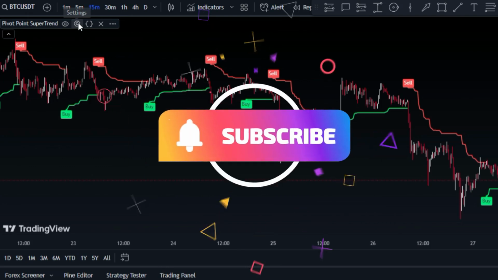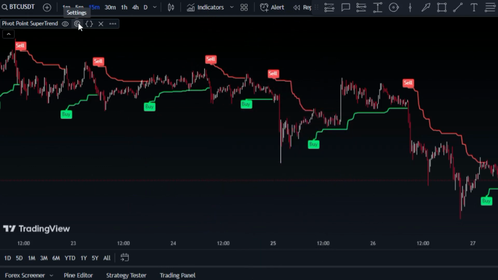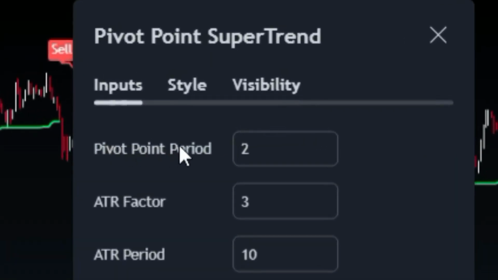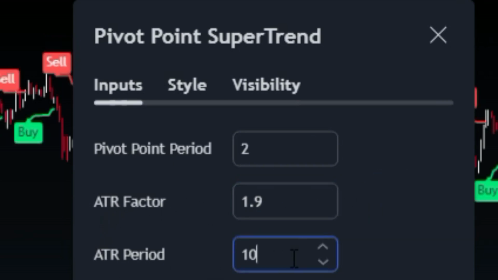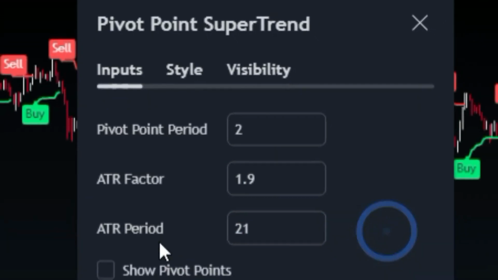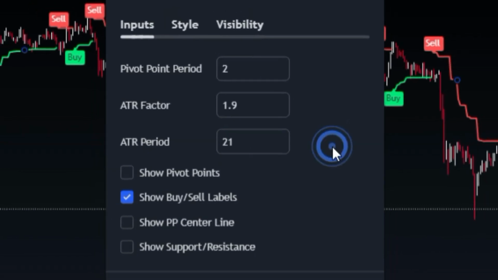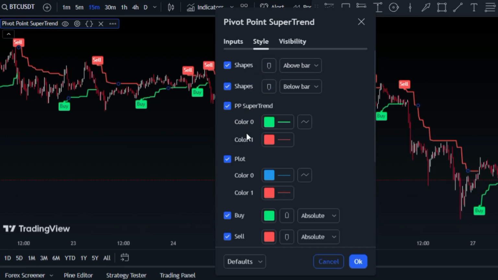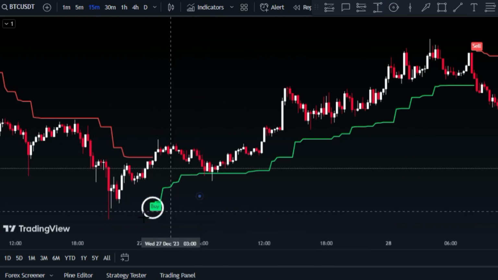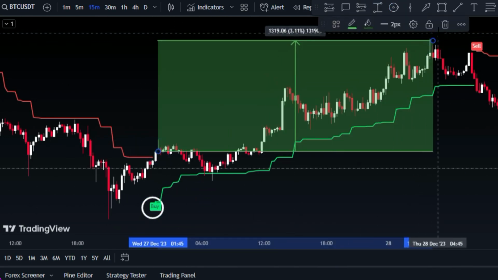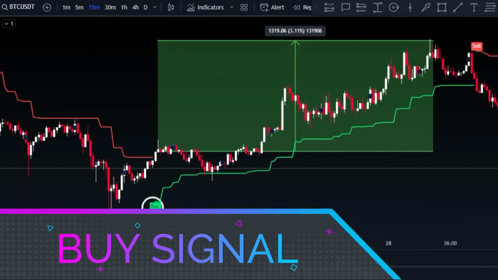But before we dive in, we need to tweak it a bit to make it more accurate. Now that we've made some adjustments to the pivot point super trend indicator, we should have more accurate signals to buy and sell.